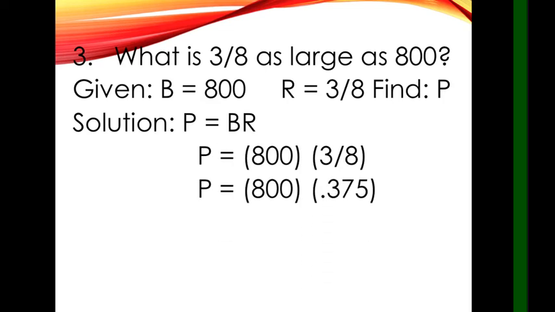And that is 0.375. So we made it into decimal form. When you do that, divide 3 by 8 and you get 0.375. If there are more digits, round it to the nearest thousandths or ten-thousandths. So we have these two numbers now. We can multiply them. So 800 times 0.375, using your calculator, you will get 300. So 300 is the 3 over 8 portion of 800.